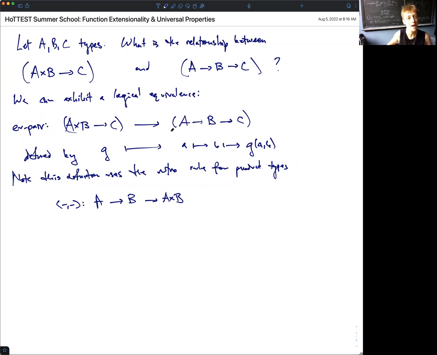You can understand this ev pair as like a precomposition with this pairing function. A function G in this type of functions from A times B into C would be defined on an arbitrary term of type A times B, but certain terms are pairs. So we could in particular evaluate the function G at a pair. That's the map in this direction. For a logical equivalence, we also require a map in the other direction. That would take a term of this function type and produce a function out of the pair type.